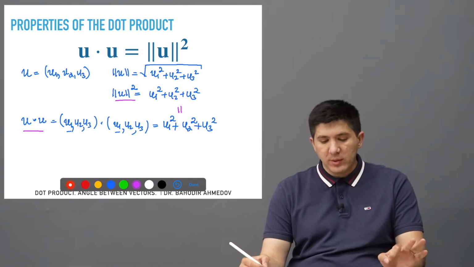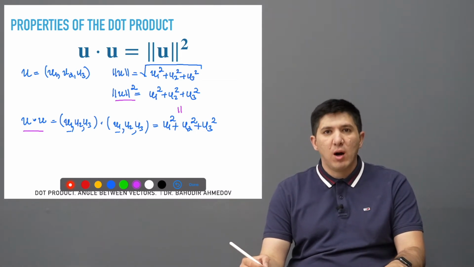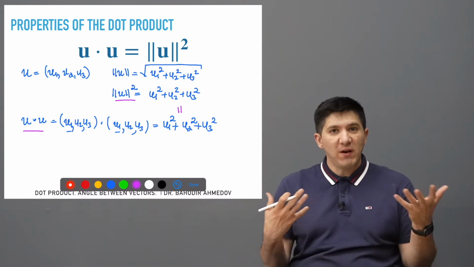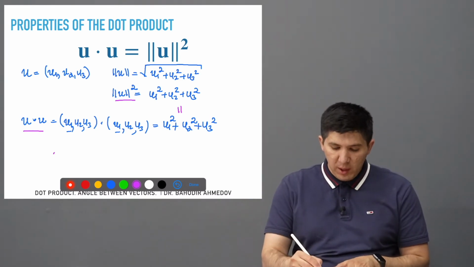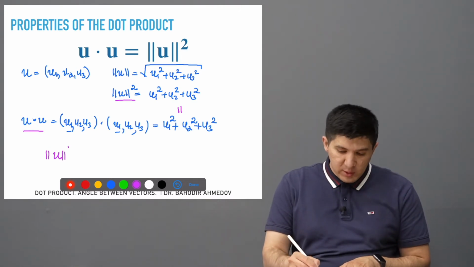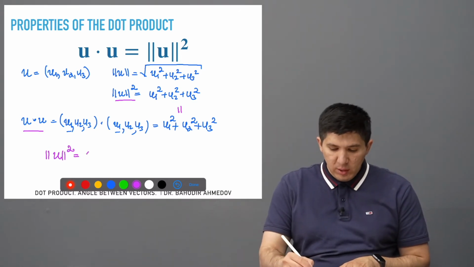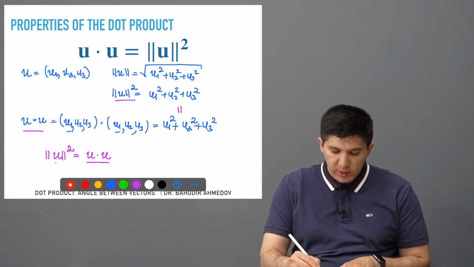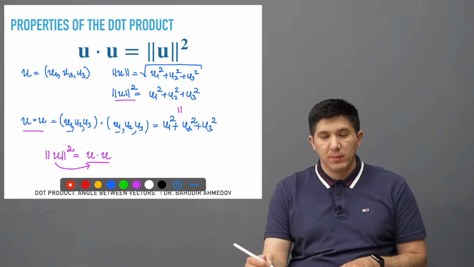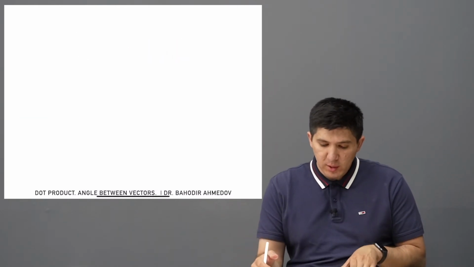The importance of this equation is that later on, whenever we are going to prove some equations about vectors, we are going to expand the norm of the vector squared mostly as u dot u. So we are going to use this equation in order to expand the norm squared as u dot u. Well, let's try to do this.